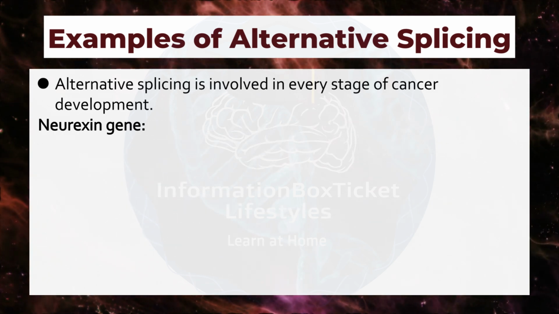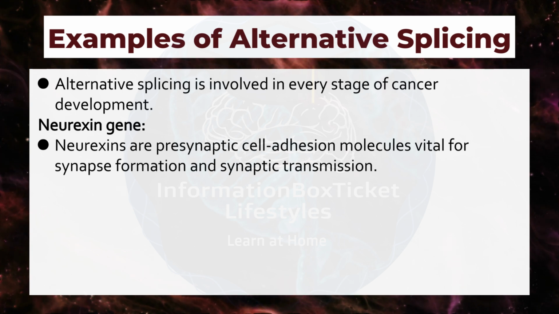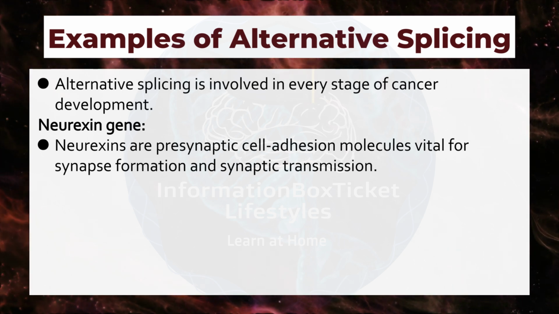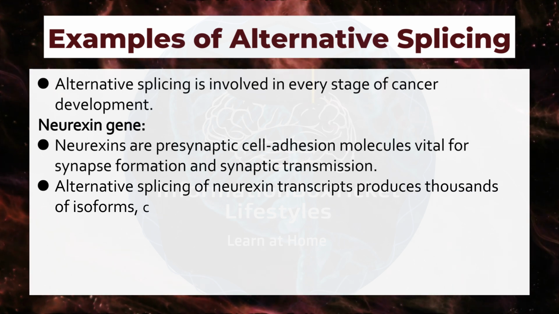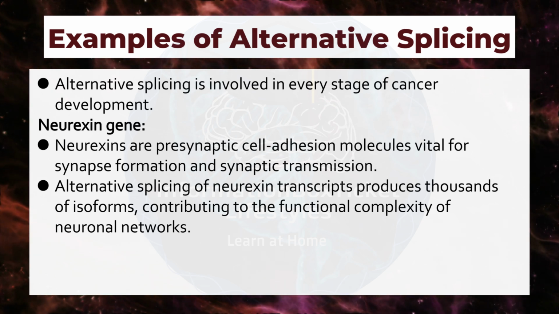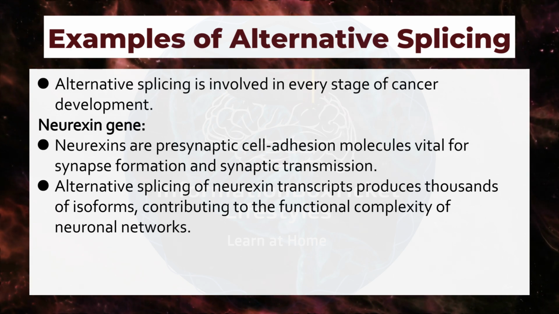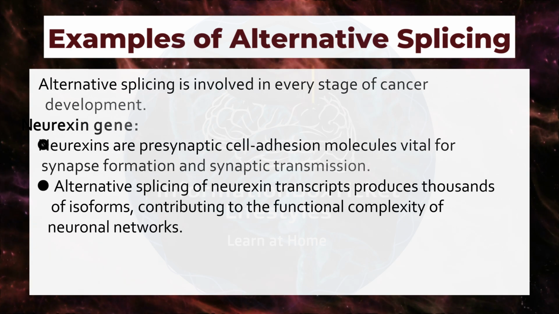Neurexin gene. Neurexins are presynaptic cell adhesion molecules, vital for synapse formation and synaptic transmission. Alternative splicing of Neurexin transcripts produces thousands of isoforms, contributing to the functional complexity of neuronal networks.